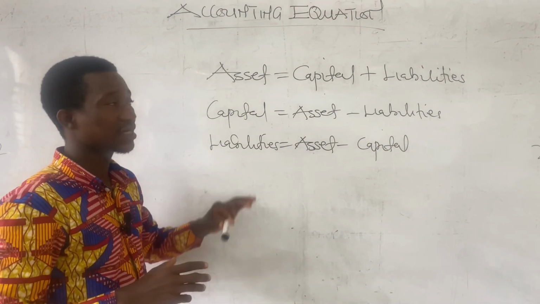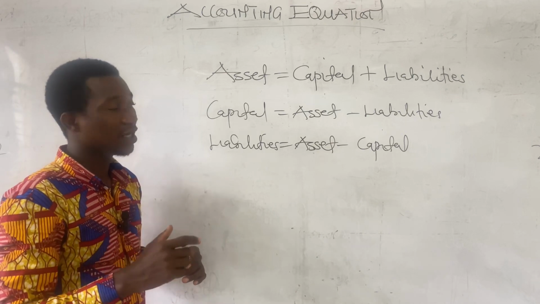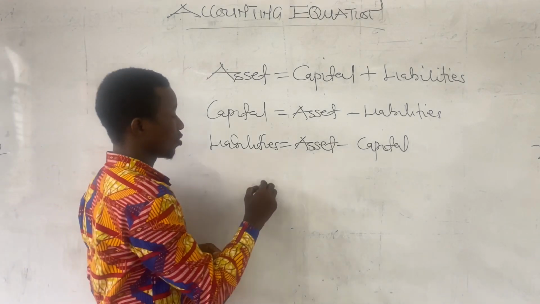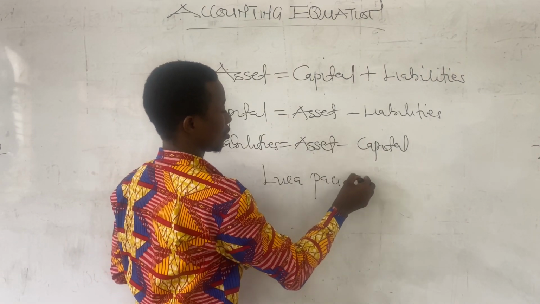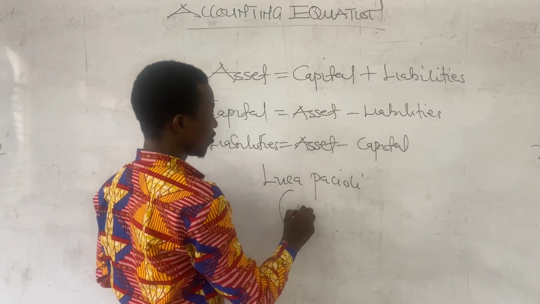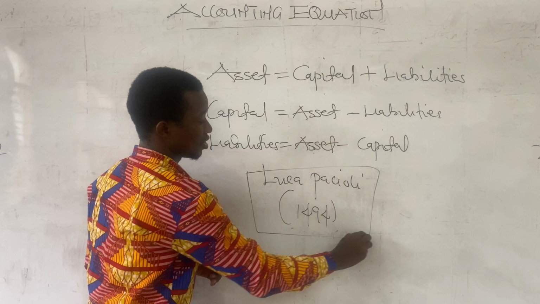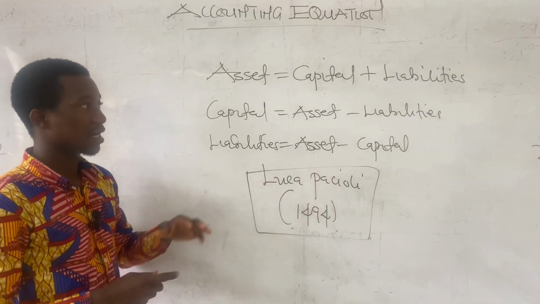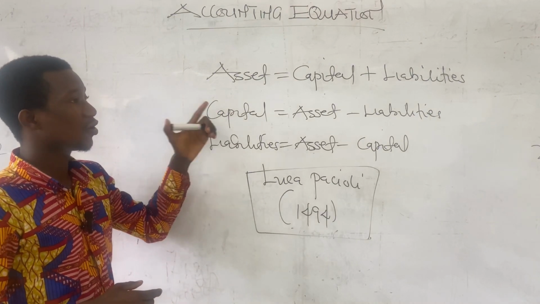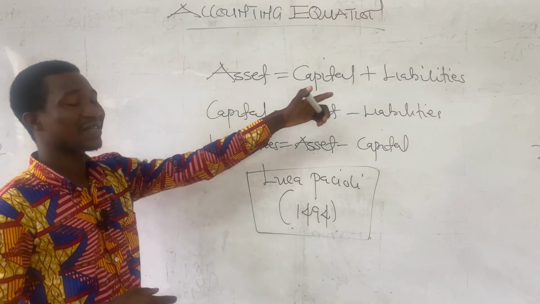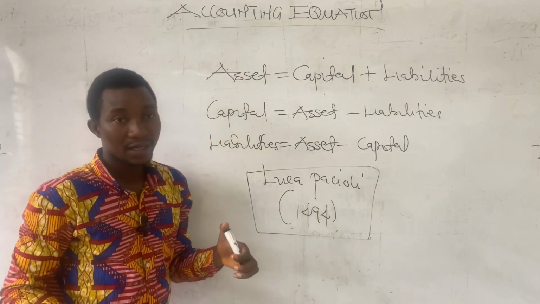But remember that this accounting equation was invented by an Italian mathematician called Luca Pacioli. Okay? So Luca Pacioli, in the year 1494, this man, an Italian mathematician, invented the accounting equation. Is that okay? So we'll be looking at the meaning or the detailed explanation of the individual elements of the accounting equation. That is the assets, capital, and liabilities.